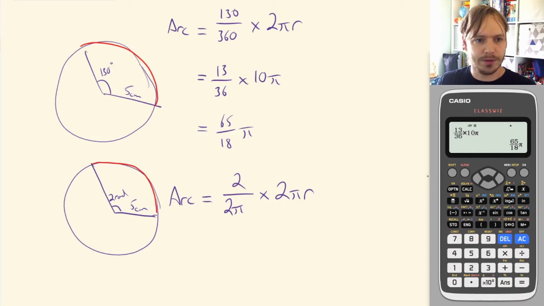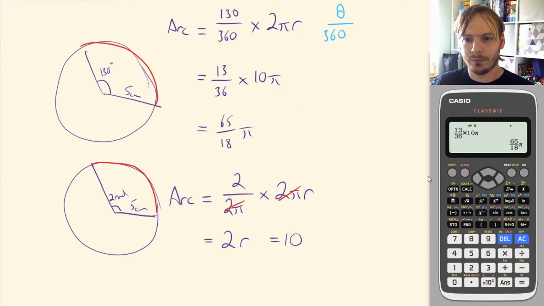Oh, but look, now I am dividing by 2 pi and multiplying by 2 pi. They just cancel out. So actually my arc length is just 2r, or 10. And that's it, I'm done. And in fact, we can generalize both of these. So if instead of having my angle of 130, I just had theta, my rule for the arc length in degrees is theta out of 360 multiplied by 2 pi r. And I can't do any better than that. Nothing really tidies up here.